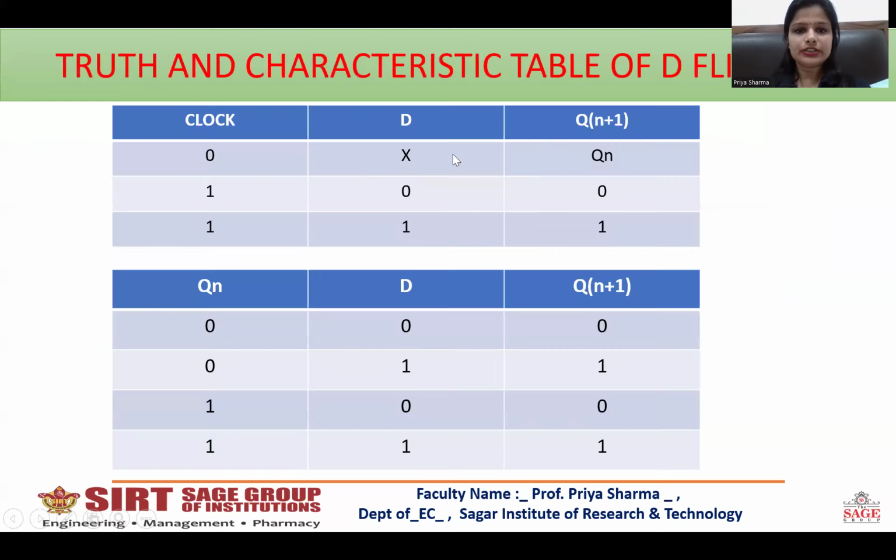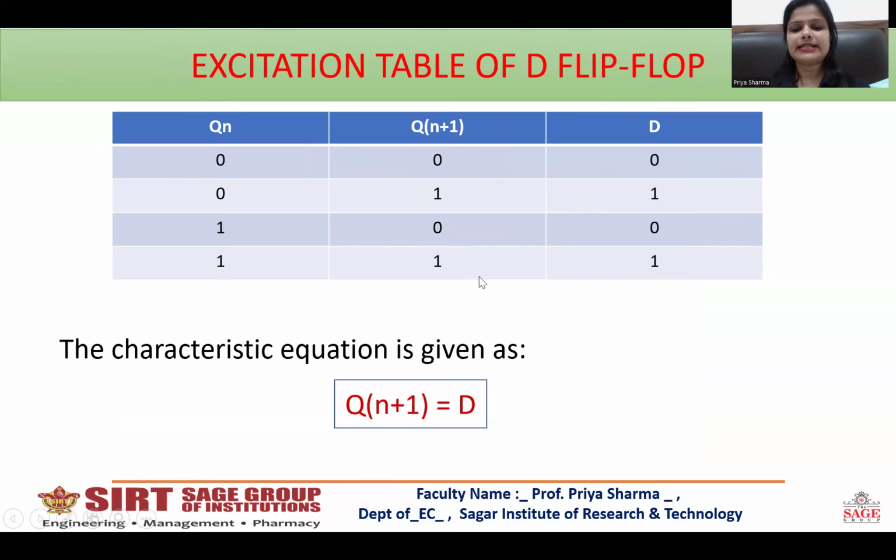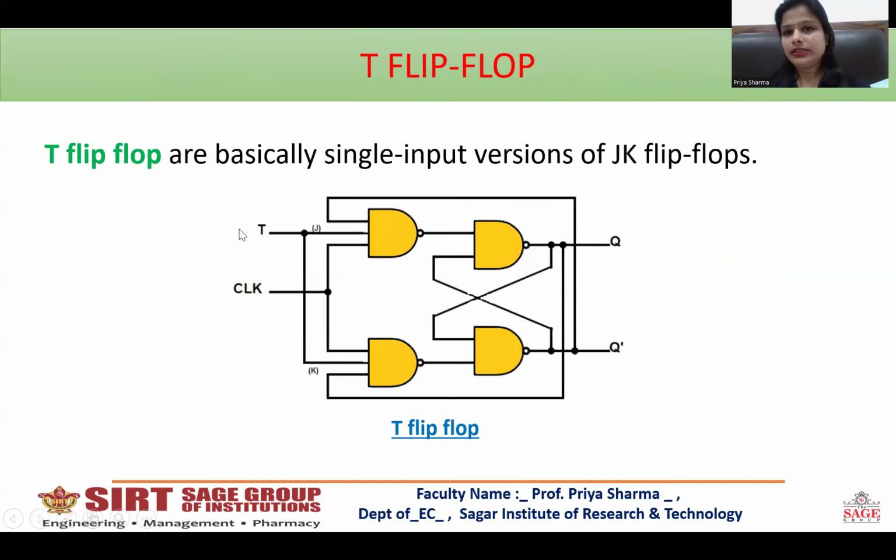So these are the truth tables and the characteristic tables of the D flip-flop. As you can see, the output follows the input in the D flip-flop. If it is 0, output will be 0. If it is 1, output will be 1. So this is the truth table and this is the characteristic table. From the characteristic table, we can derive the excitation table. And from the excitation table, the characteristic equation of the D flip-flop comes out to be that Qn plus 1 is equals to D.